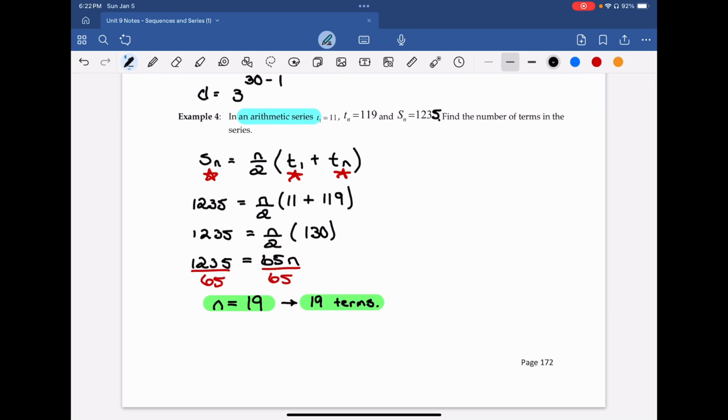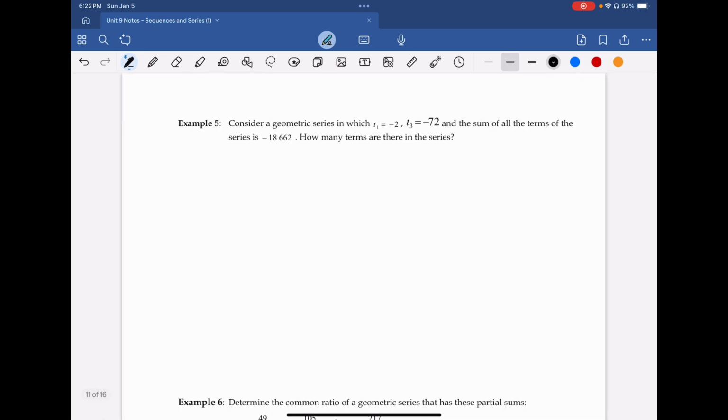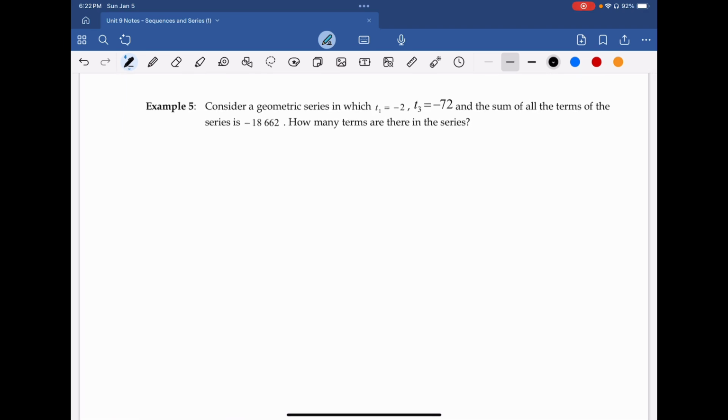All right, so we've done a lot of arithmetic series, right? And a lot of arithmetic sequences and that type of information. Now what we're going to do is go to example 5 and 6, where instead of dealing with arithmetic material, we're going to be dealing with geometric material. And again, if you see that right at the top, make sure you highlight it.